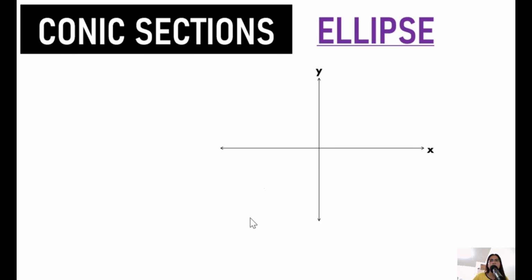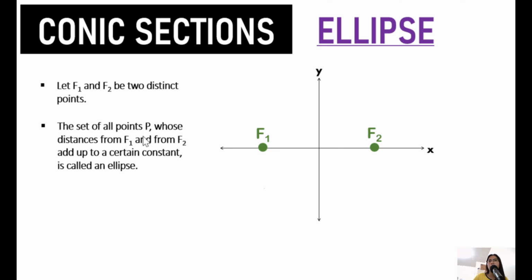Unsa ning ellipse? Kanus-a man maka-form ani? Okay, so we let F1 and F2 be two distinct points. Okay? So kuan nato na F1 og F2. Duha ni sila ka points. The set of all points P whose distances from F1 and F2 add up to a certain constant is called an ellipse. So, pasabot ana.